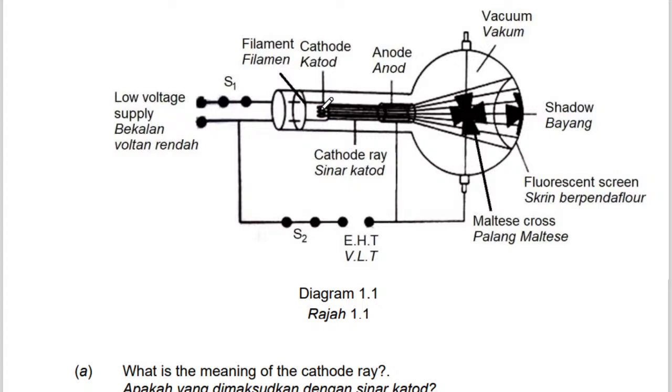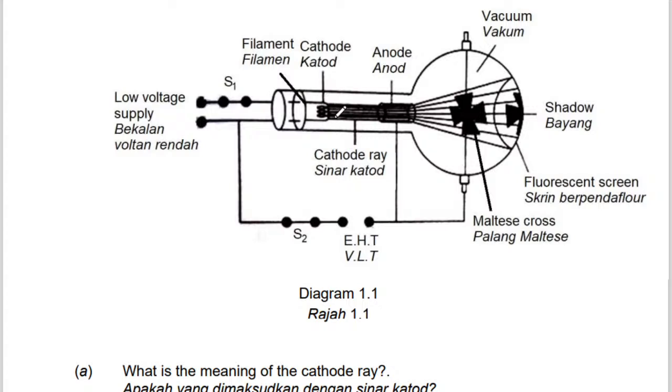So what is the name of that phenomenon? What is the name of the phenomenon where the electron will be emitted from the surface of hot metal? Start with T. Okay, good. Yes, thermionic emission. So the electrons will be gathered outside here.